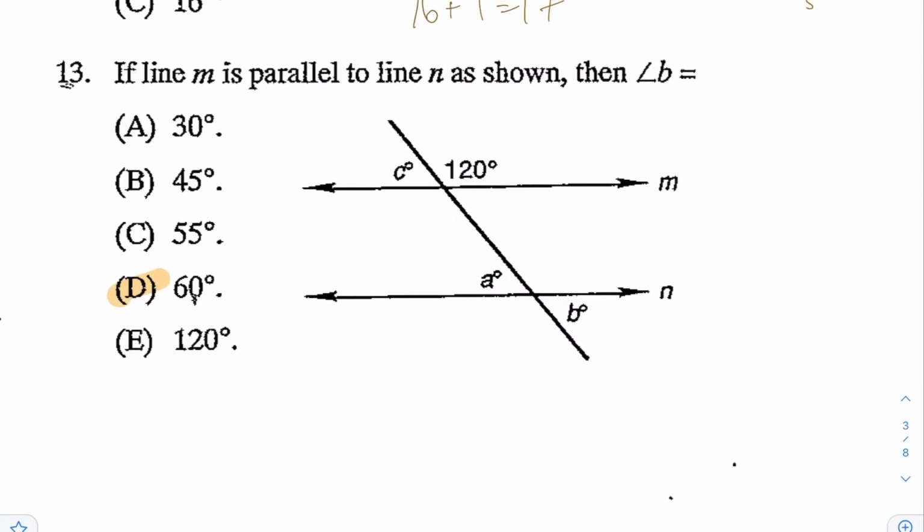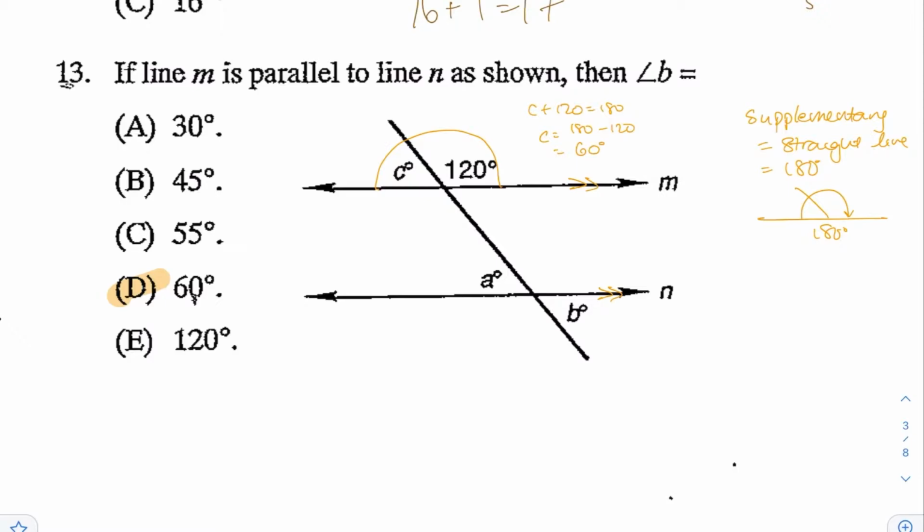Next for number 13, if line M is parallel to line N as shown, then angle B is equal to. So here you have parallel lines, and here you have a setup for a lot of these different angles. So first up, C and 120, these are supplementary angles. So supplementary just means a straight line, and that's equal to 180 degrees. So you know that C plus 120 is equal to 180. C would be equal to 180 minus 120, which is equal to 60 degrees.